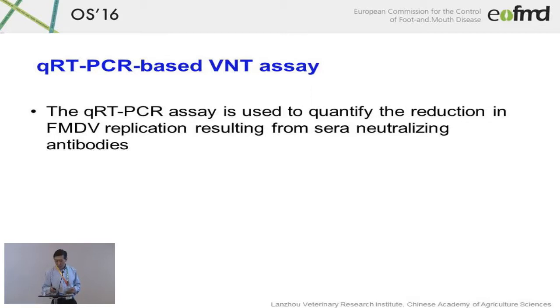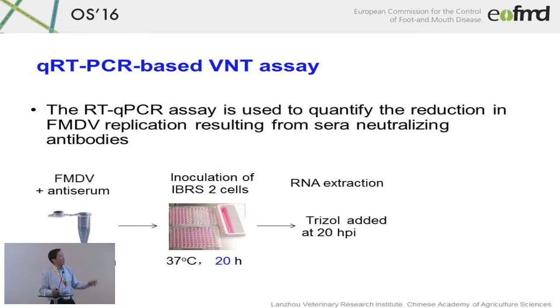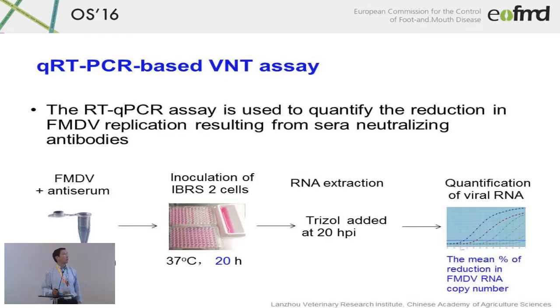So it's quite a simple test. As everybody knows, the first two steps are more or less like the traditional VNT, but we terminate the VNT test at 20 hours after inoculation. I'm going to talk a little later about why we used 20 hours after infection. After that, we just extract RNA from the cells, and then we quantify the viral RNA in the samples.